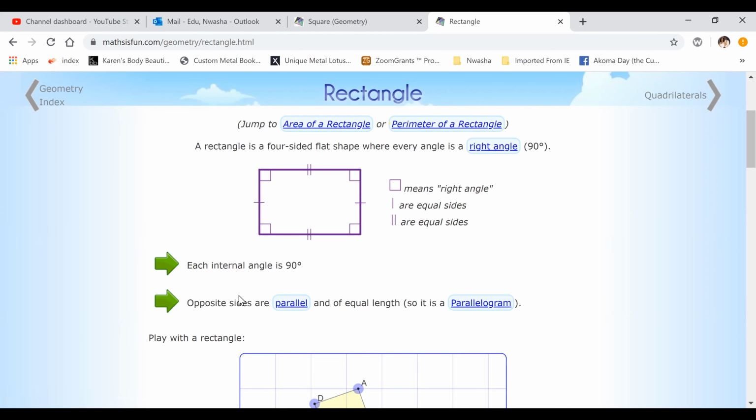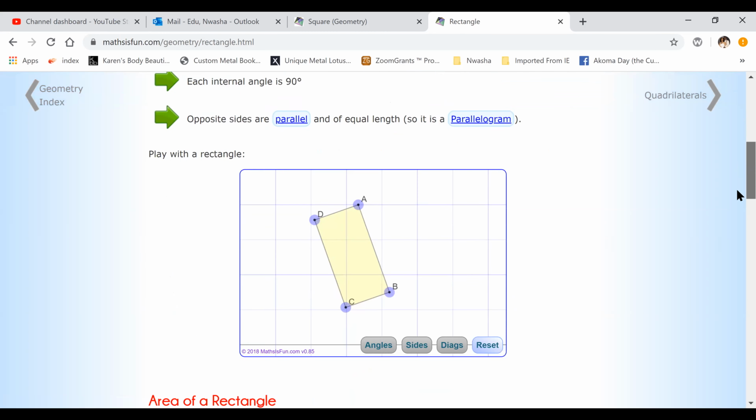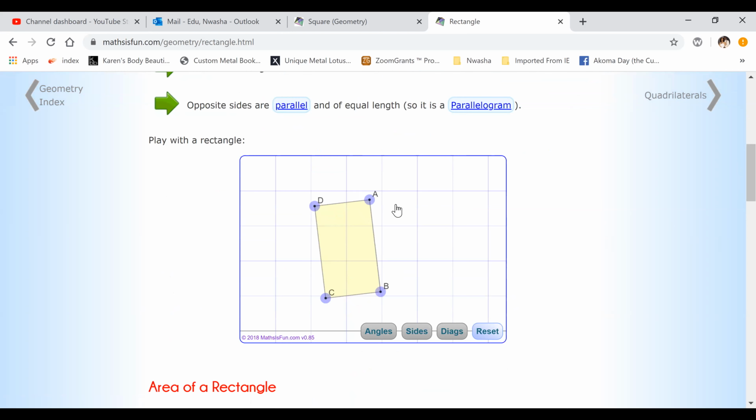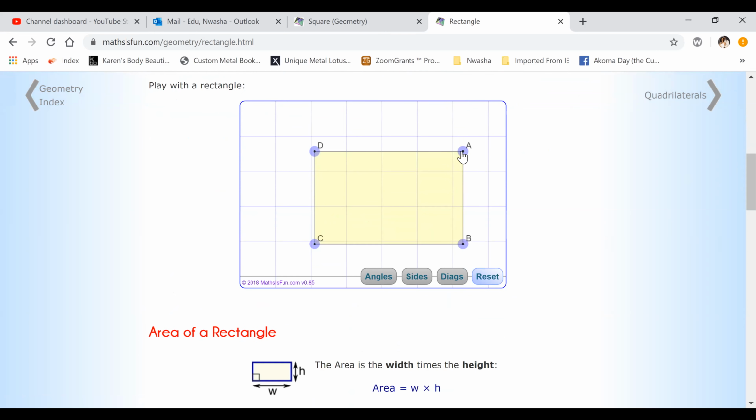So this is the definition again. It's saying that each internal angle is 90 degrees. So it just has the box there. There's a space for you to adjust the rectangle just to see how it's going to stay parallel as you make it smaller or bigger.